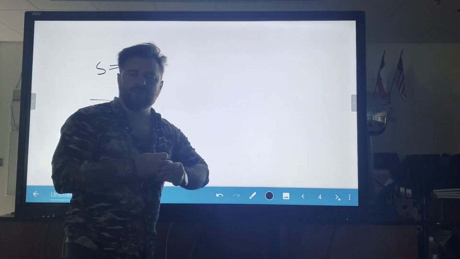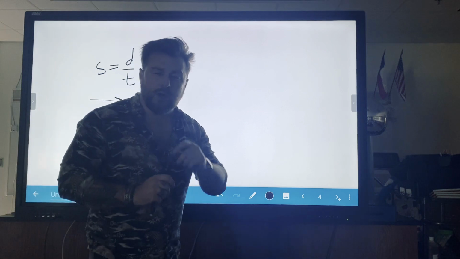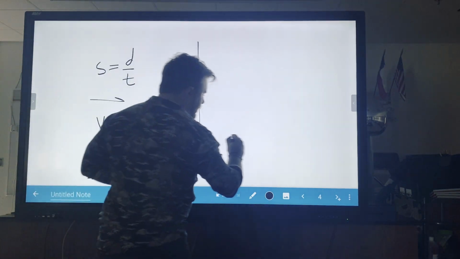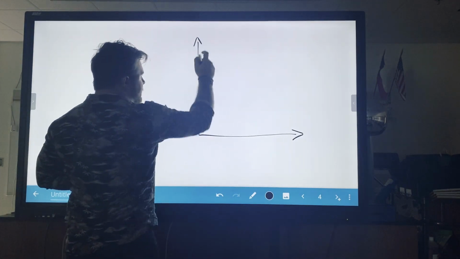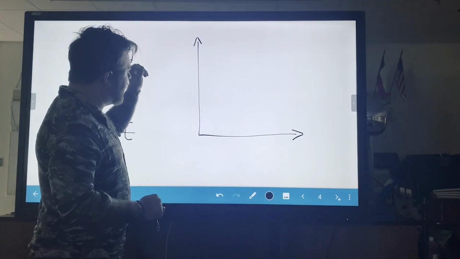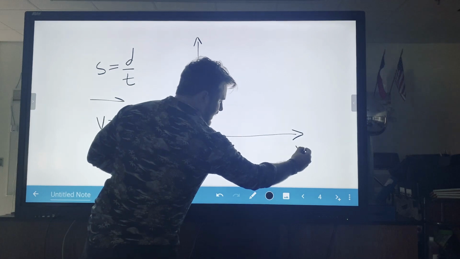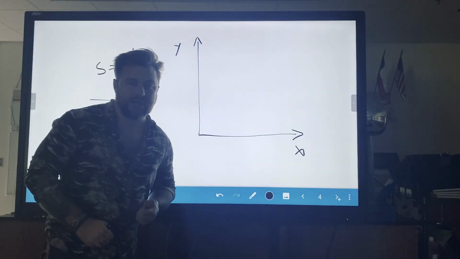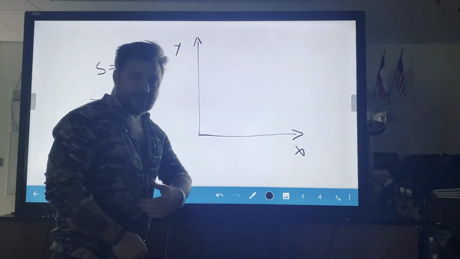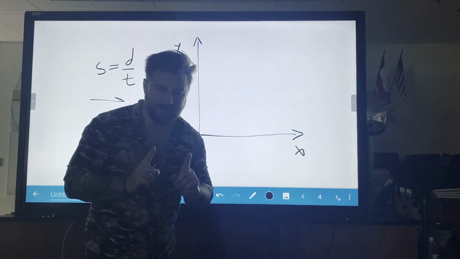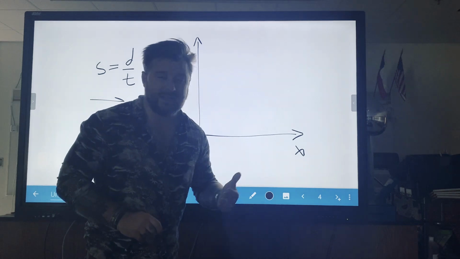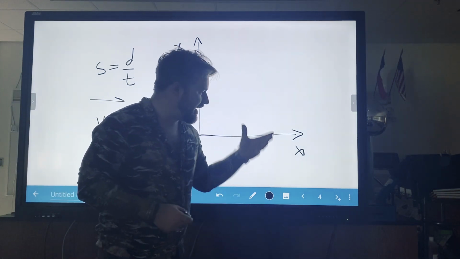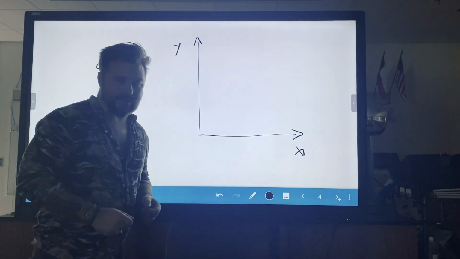Now, the magic comes when we start breaking this down, when we start graphing it. These graphs are super important. You need to know how to read them. So just like Mr. Reyes taught you, we have our x-axis and our y-axis. Here's my x-axis. Here's my y-axis. These are variables. This graph shows you the relationship between two variables in real life. X is not just X, Y is not just Y. These mean something. On the x-axis, we have something. On the y-axis, we have something.